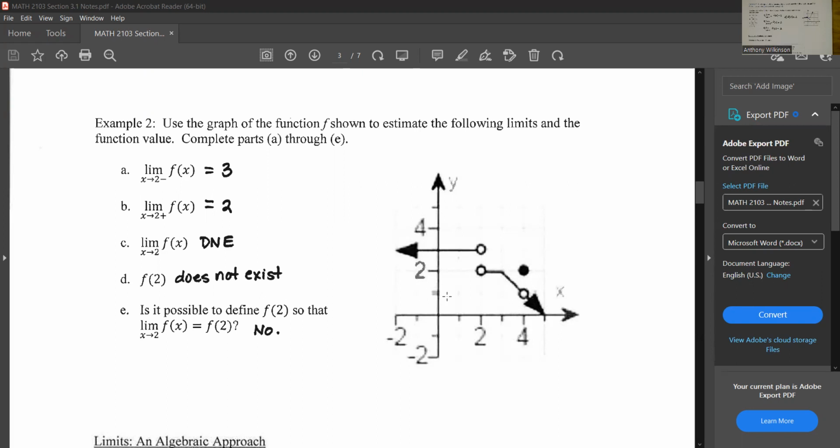And then f of 2, the value of the function at x equal to 2. Notice you have empty circles at 2, so that means the value of that function does not exist. And in part E, is it possible to define f of 2 so that the limit as x approaches 2 of the function f of x is equal to 2? Well, the answer there is obviously no, because the limit as x approaches 2 of that function f of x does not exist, and the value of the function at x equals 2 does not exist as well.